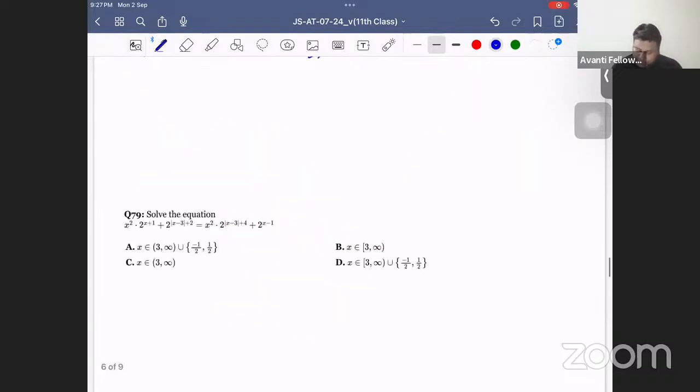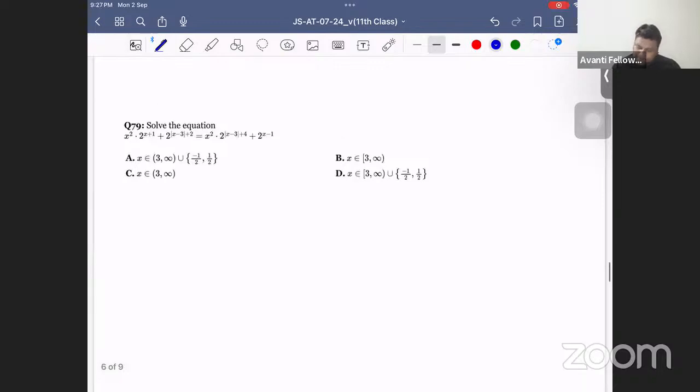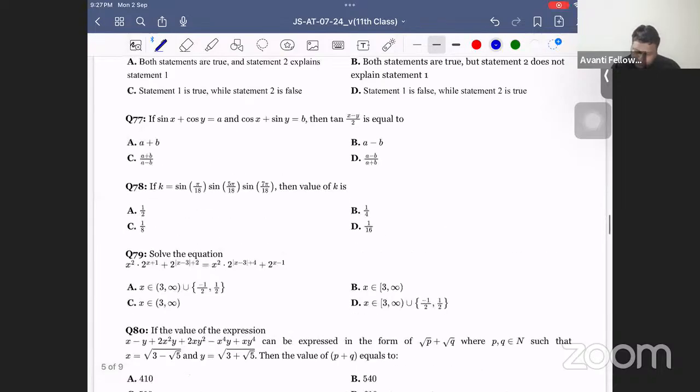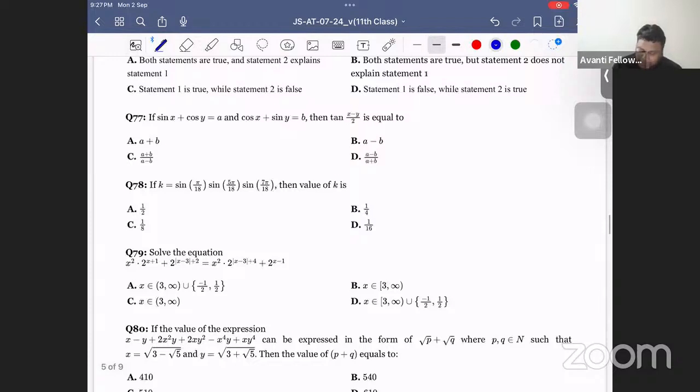All right. Now see this question. Before that, the 78 is also very easy. K is sin pi by 18, sin 5 pi by 18, sin 7 pi by 18. So basically K is sin 10 degree, sin 50 degree, sin 70 degree. So we have a formula like sin theta, sin (60 minus theta), sin (60 plus theta) is 1 by 4 sin 3 theta. So it will become 1 by 4 sin 30 degree. Sin 30 degree is 1 by 2. Answer is 1 upon 8.